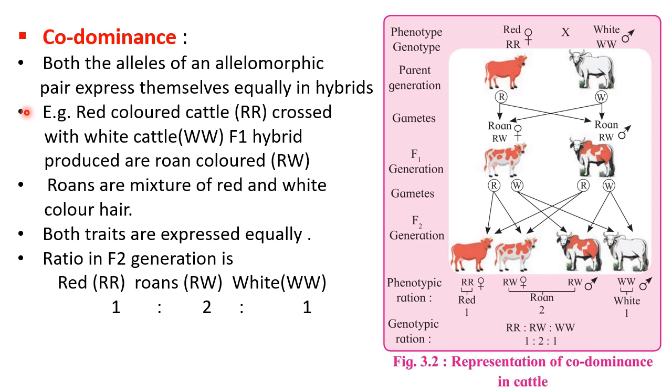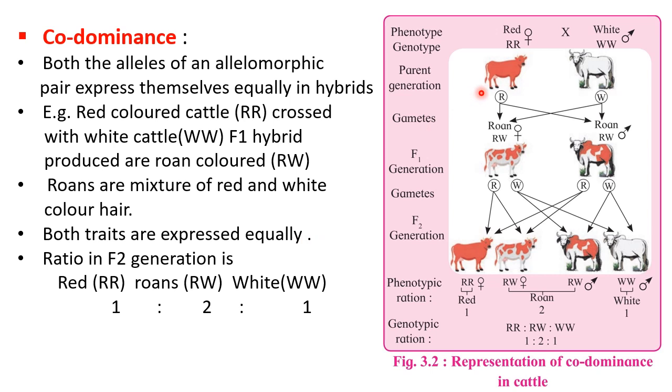For example, when there is a cross between red coat colored cattle or red haired cattle with the genotype RR crossed with a white colored or white coat cattle with the genotype WW, then in F1 hybrid, the cattle produced are roan colored with genotype RW. Roan colored means roans are the mixture of red and white color here. So in codominance, both the traits are expressed equally.